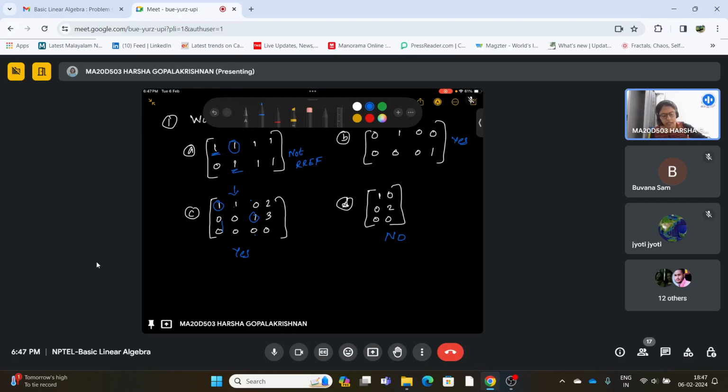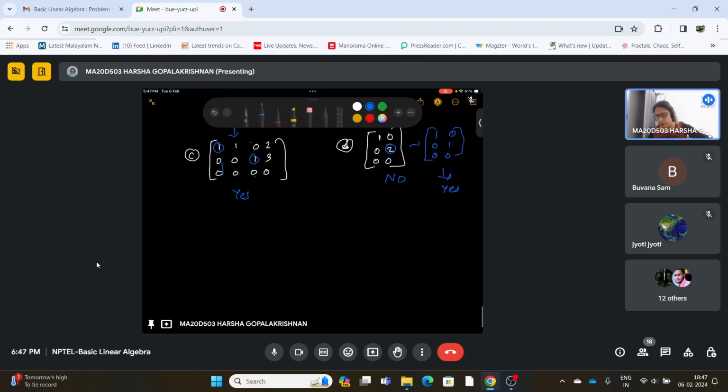And here, what is the problem? This 2 is the problem. The pivot is not 1. If we divide R2 by 2, we will get 0 0 1, and in this case it is a row reduced echelon form. That is how we find a row reduced echelon form from a matrix. Now let us see the next question.